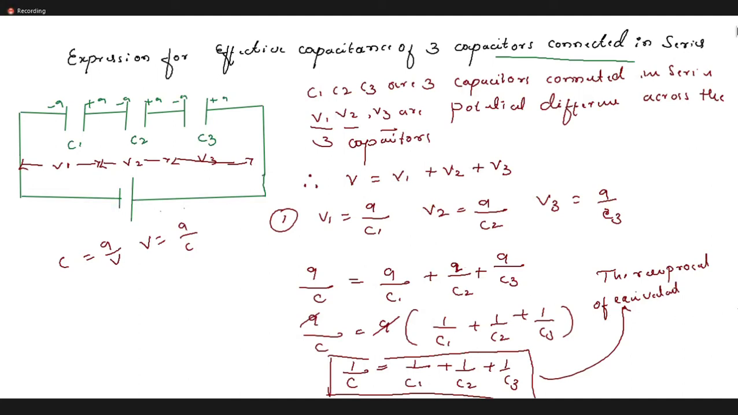Equivalent capacity is equal to the sum of the reciprocal of the individual capacities.